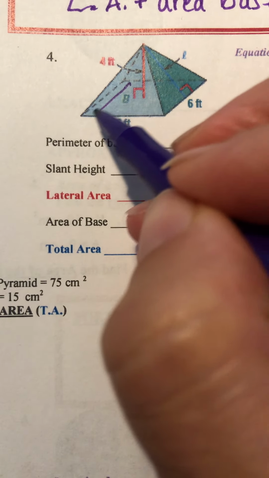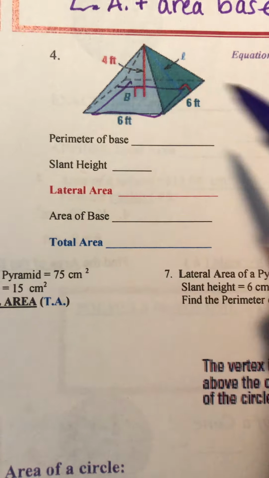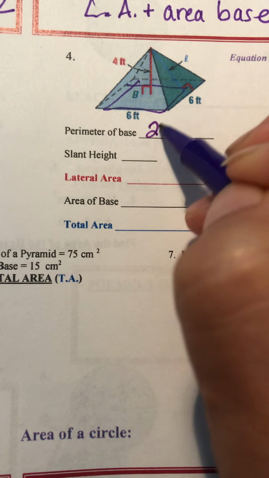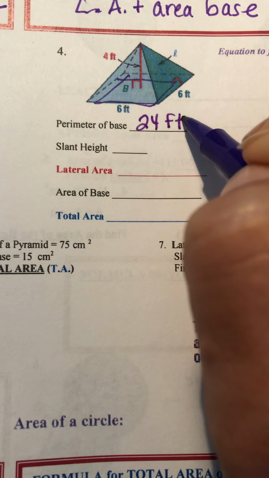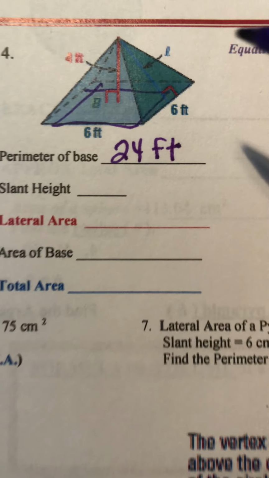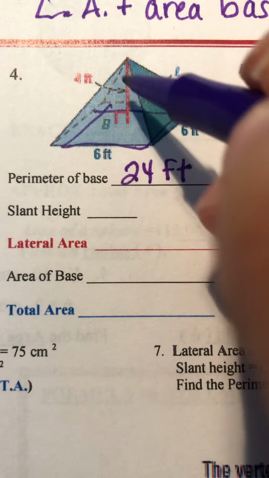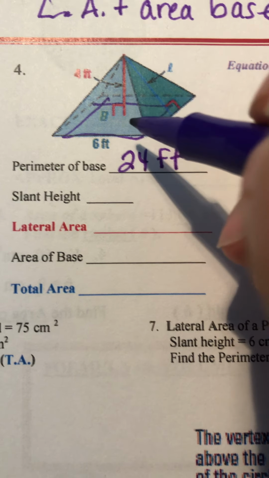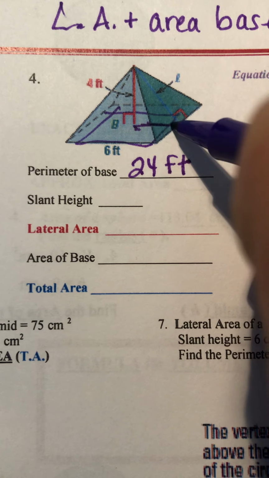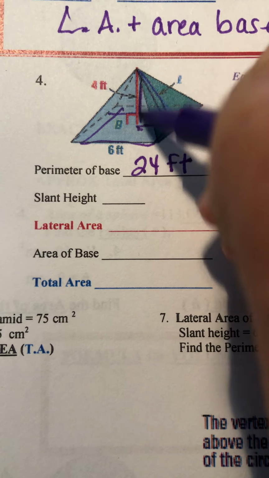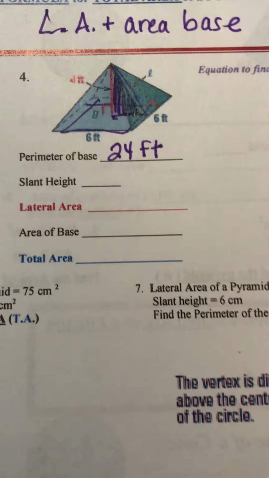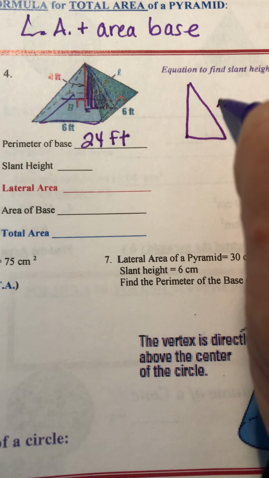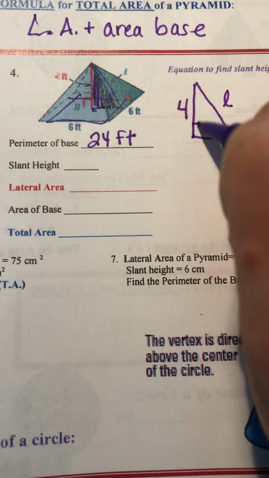So we'll try it again. Here now my perimeter is going to be the perimeter of this square. 6 plus 6 plus 6 plus 6 is 24 feet. But if you look closely, you'll see that they didn't give us the slant height, but they gave us what we call the regular height. And if we look real closely in here, you'll see a right triangle. And we're going to use our old friend the Pythagorean theorem to help us find that slant height.